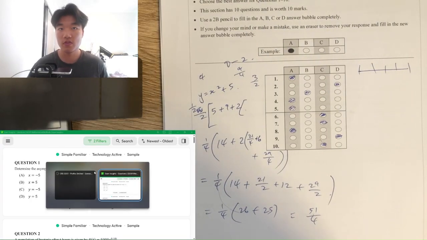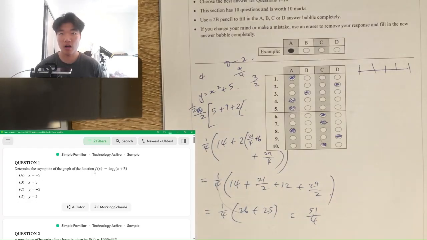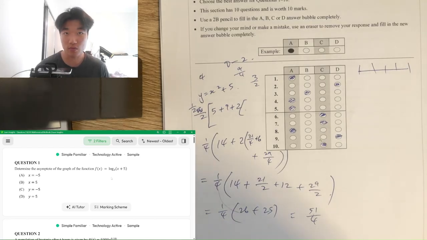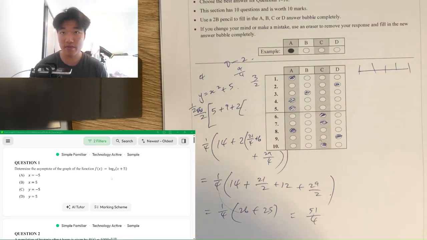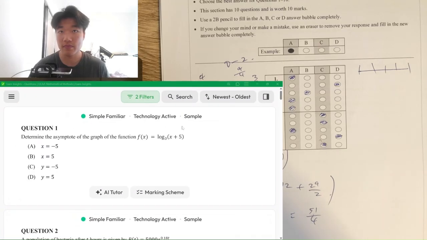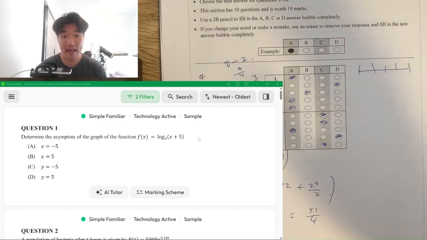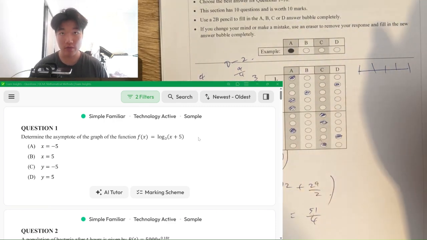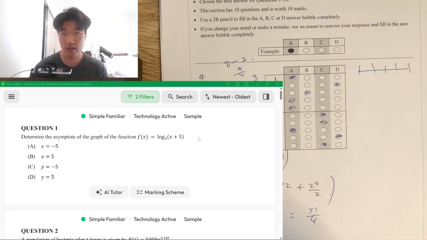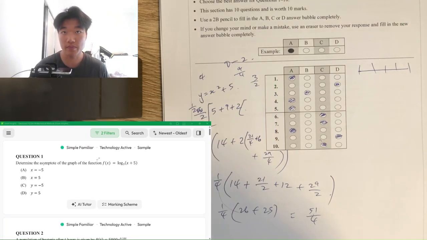Question one, determine the asymptote of the graph of the function f of x equals log base 3 of x plus 5. Okay, the asymptote occurs when whatever's inside the brackets equals 0. So x plus 5 equals 0. Well, it cannot equal 0. So then we just subtract 5 to the other side, so we get x equals negative 5, which is A.